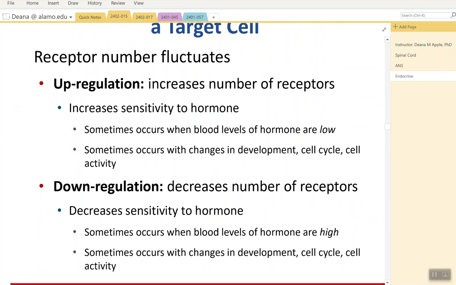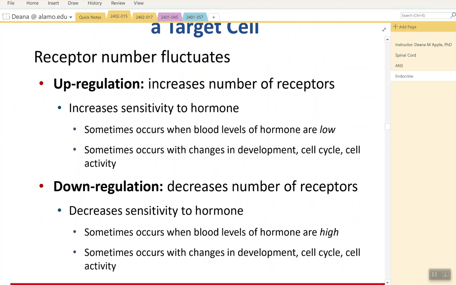We can upregulate or downregulate the number of receptors that are there. So if we upregulate, then we increase the sensitivity to that hormone because we have more receptors that can bind the hormone. This happens often when blood levels of a specific hormone are low because your body's like, oh, wow, we're not getting a whole lot of that signal. Let's provide more opportunities for that hormone to bind.